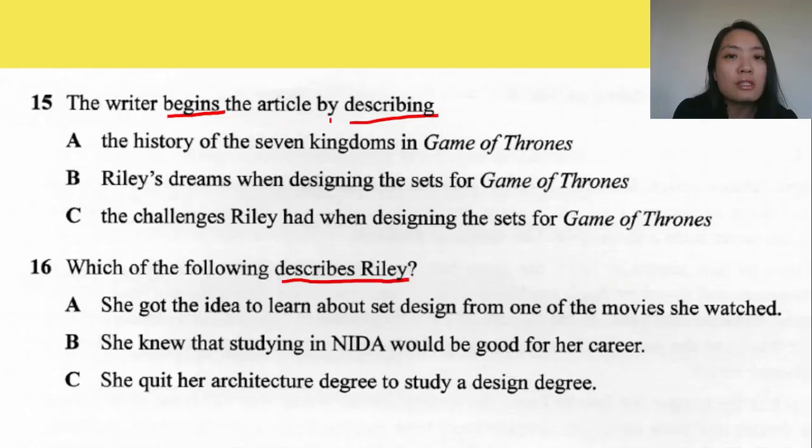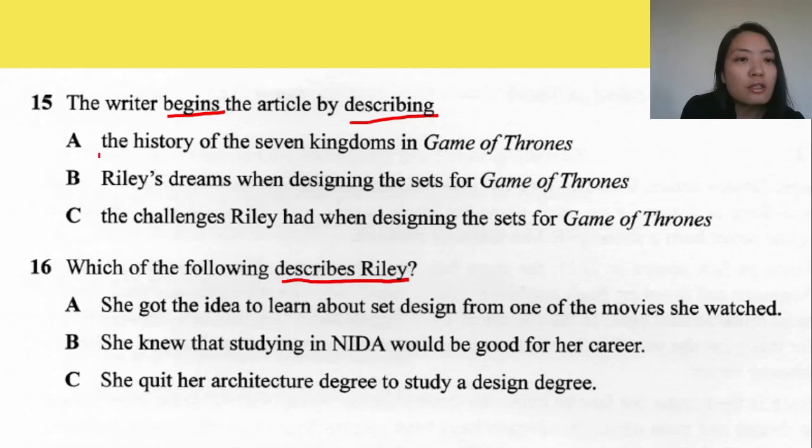So the writer begins the article. So after you have found out and read through the article and know what the article is about, then you go to the section of the question where it asks you. So here it wants to know how this Riley begins. So before you actually go back to the text, read through each of the options first to see which part of the text matches each of the option.